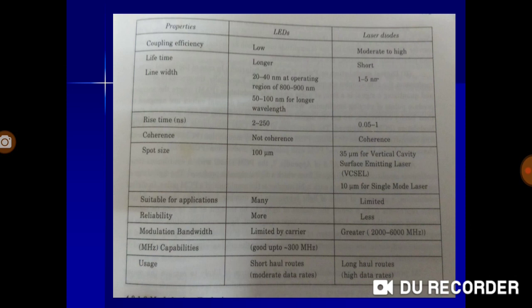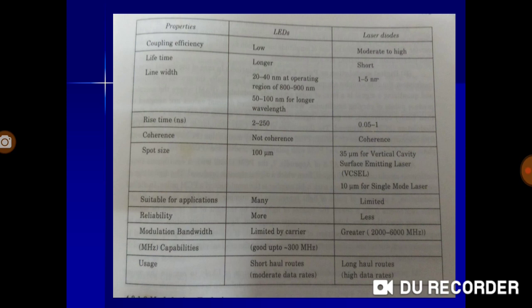Laser diodes have a tendency of getting destroyed, or damaged, due to over junction temperature. The next point is line width. Line width is the spread along the wavelength, around the main wavelength. For LEDs between 800 and 900 nanometers, the spread is 20 to 40 nanometers. But for higher wavelengths, this spread increases to a range of 50 to 100 nanometers. So there is quite a spread of wavelength for LEDs.